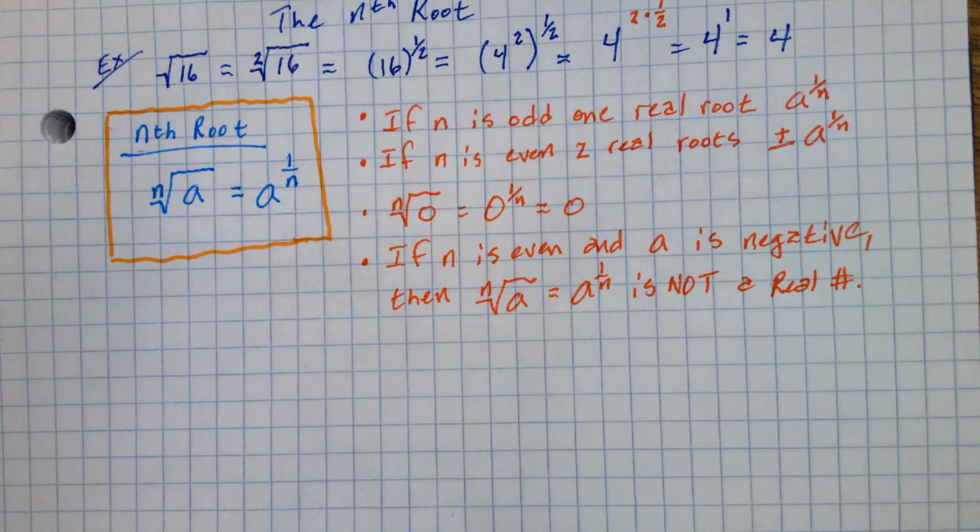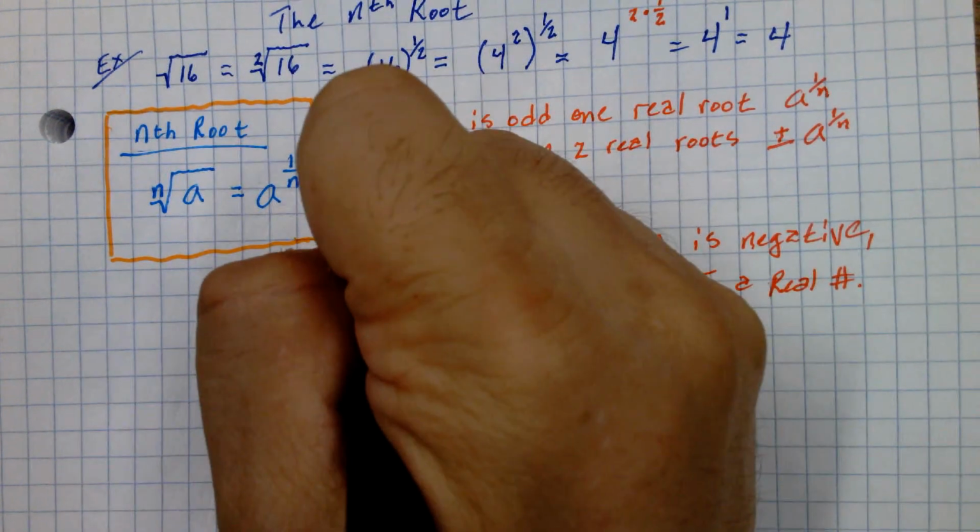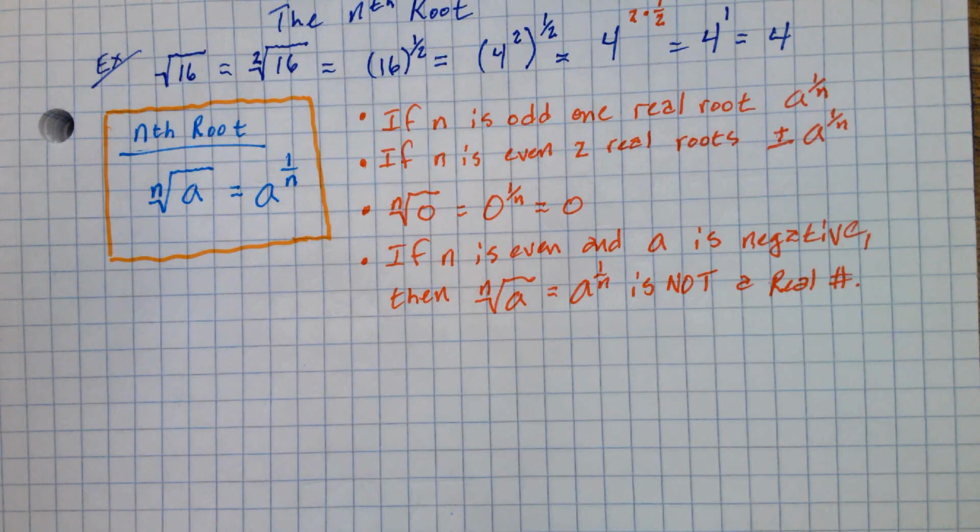That's why the square root of negative 4 is not a real number. The eighth root of negative 4 is not a real number. Okay? So go ahead and write that down. And we're going to practice a little bit with this, okay?